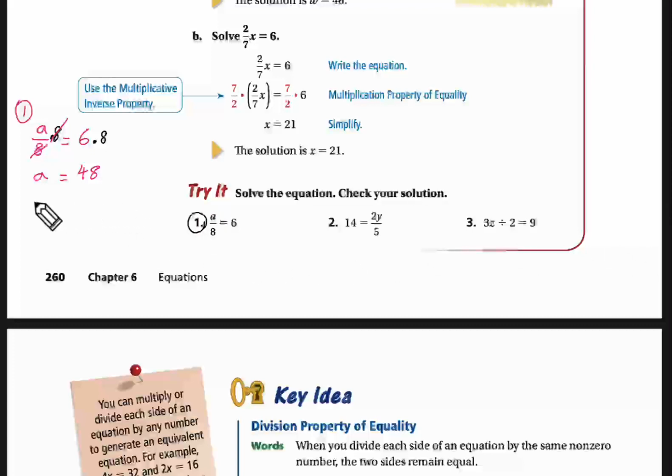Okay, let's move to the next one. In question number 2, it's 14 equals 2y over 5. Oh, I have a problem. I have two numbers, 2 and 5. How to remove the two numbers in one step? Anyone can help me?